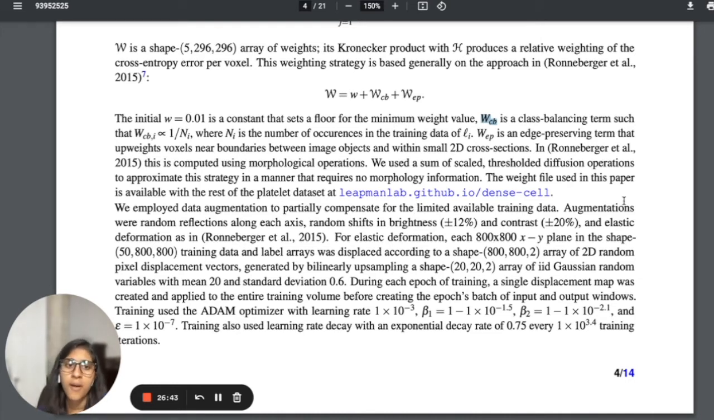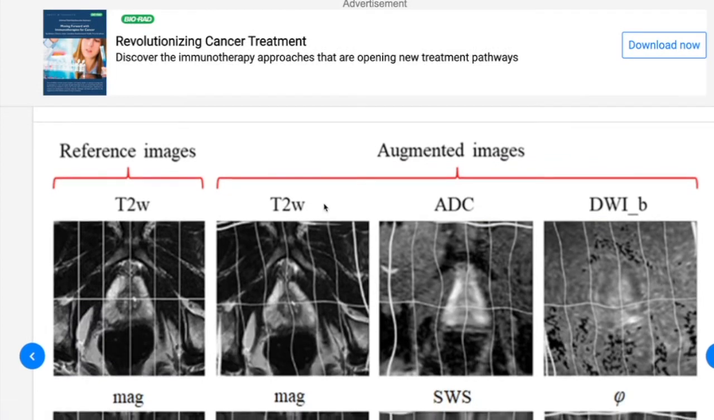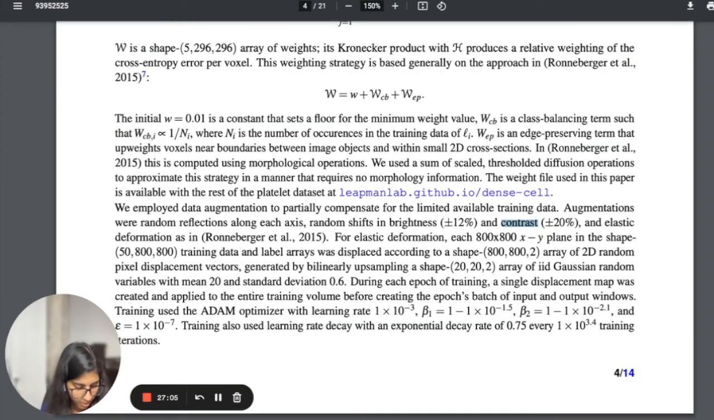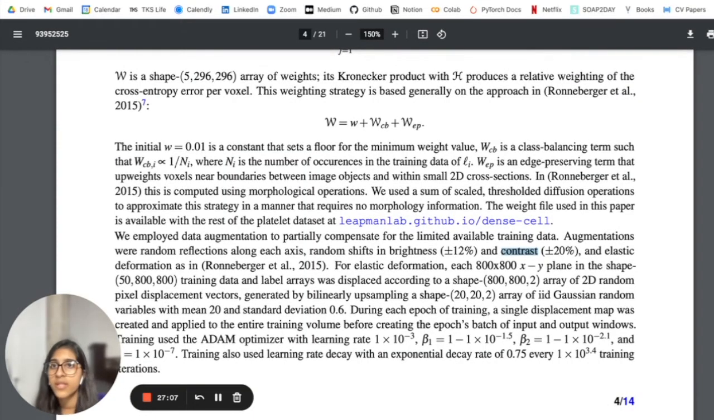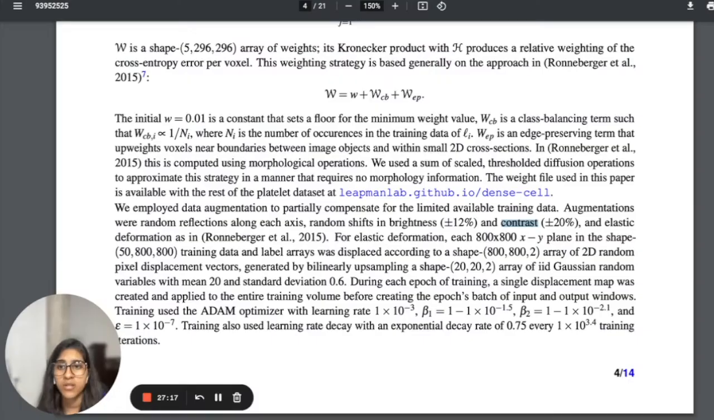They also did a lot of augmentation with things like the shift in brightness, the contrast, the elastic deformation, and it does talk about that too over here. I came up with this visual. This is the elastic deformation. And aside from that, it also used a decay rate of 0.75. This is the visual for this one. And basically, you decrease the learning rate exponentially as the number of epochs increases, as this graph shows.